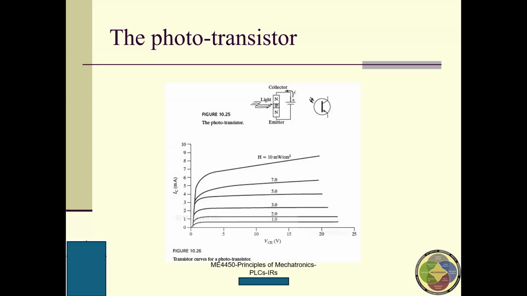This is a phototransistor. You can see the phototransistor. If we have a light, then you can have this current. H is the light intensity, and this is the VCE. So this is the current. These curves are for different light intensities, and with the same VCE, you will have a higher current.